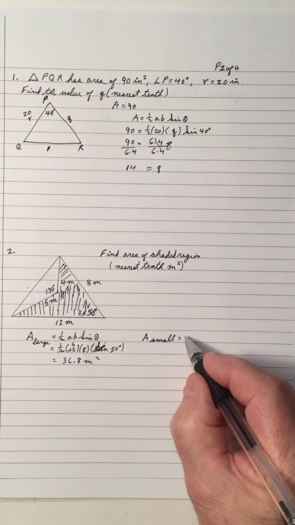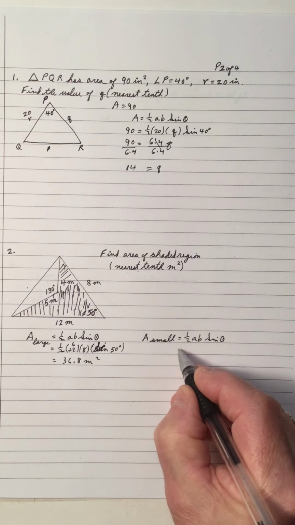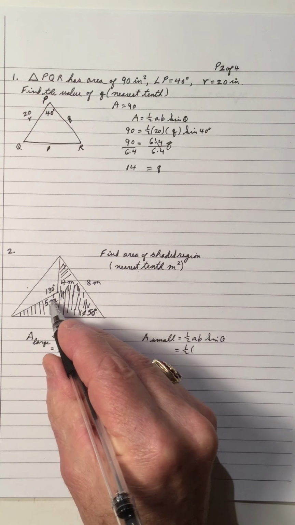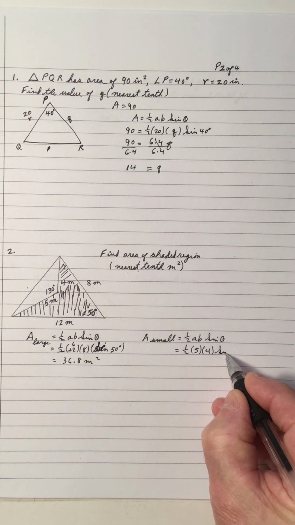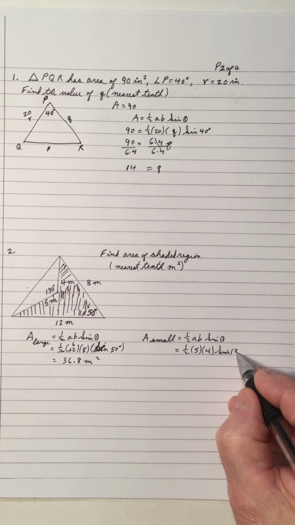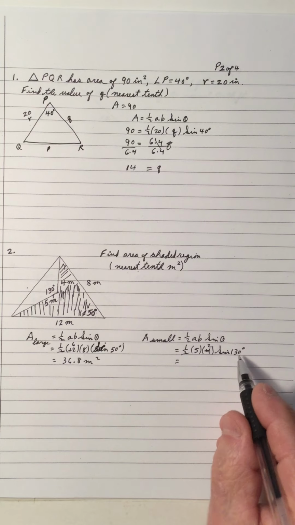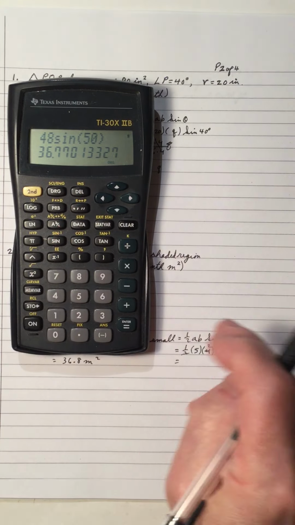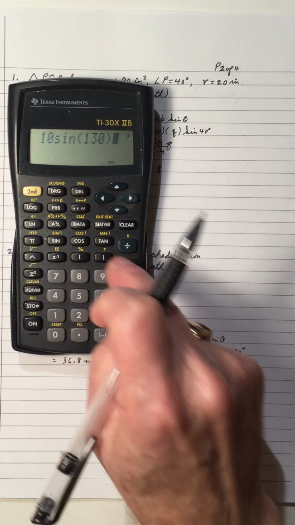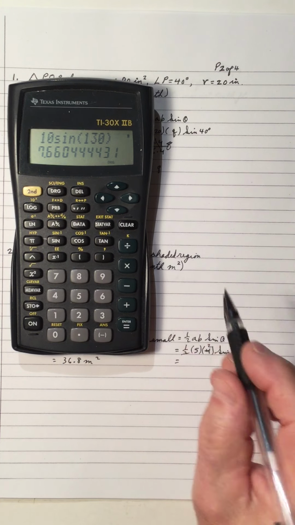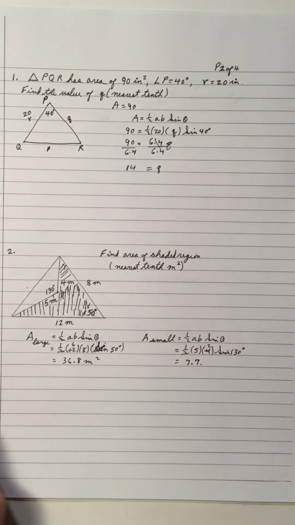I'm going to do the small triangle now. I have half ab sine theta. So it's half of 5 and 4, sine of 130. Half of 4 is 2, so it's 10 sine 130. So I get 10 sine 130, and again, to the nearest tenth, 7.7.